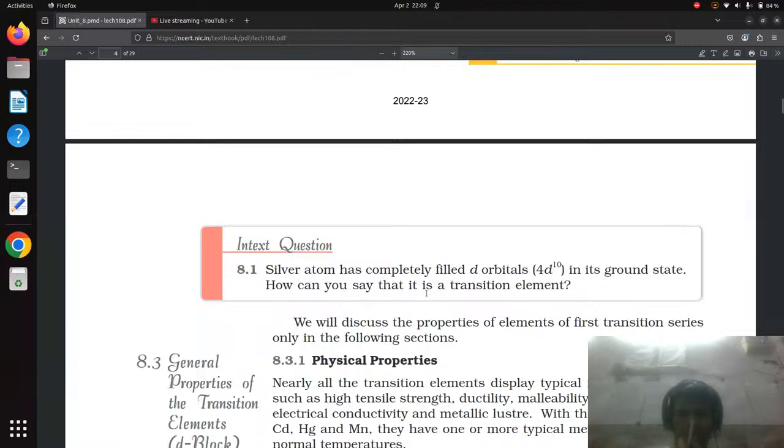Silver atom has completely filled d orbitals in its ground state. How can you say that it is a transition element?